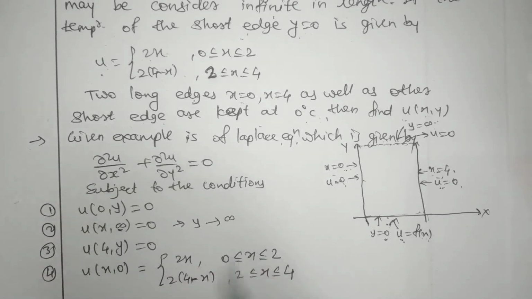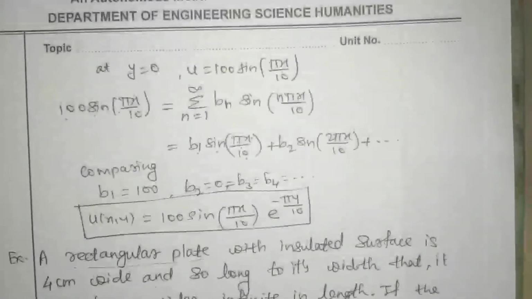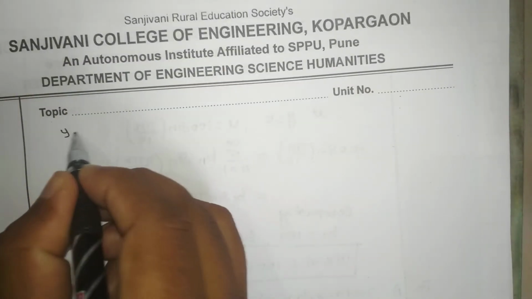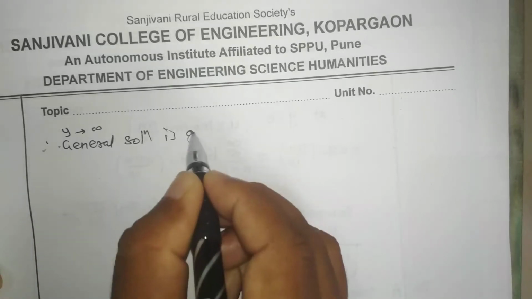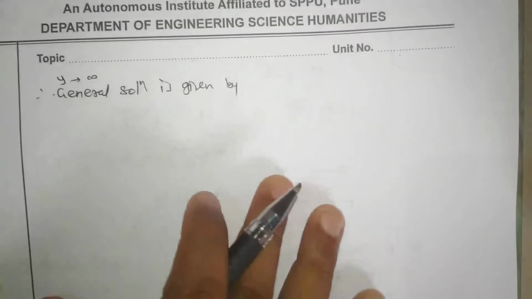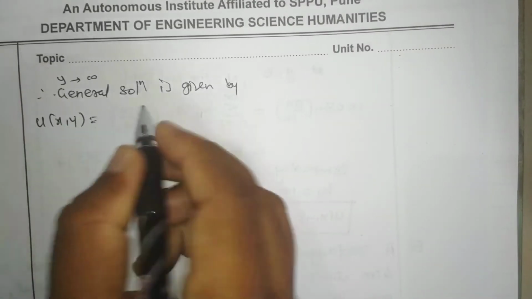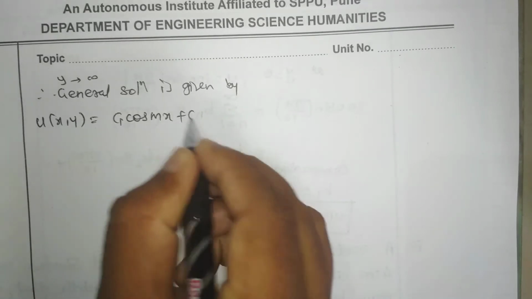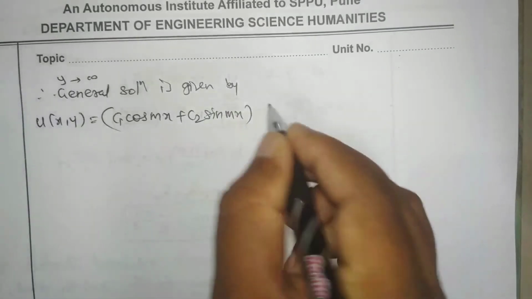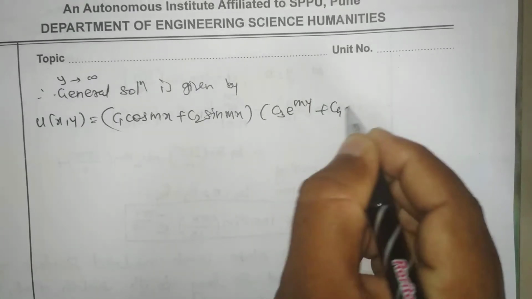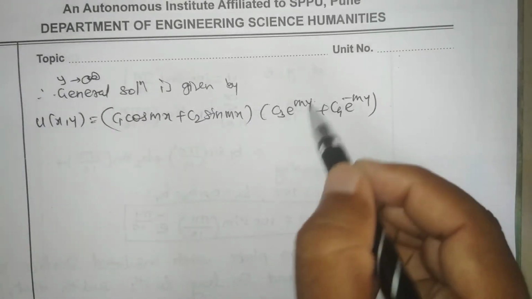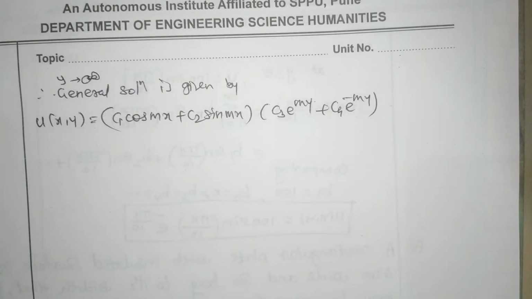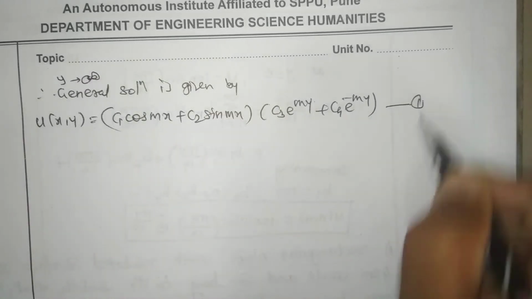Now see, here y tends to infinity. We have given that y tends to infinity. Therefore, the general solution is given by u of x comma y is equal to c1 cos mx plus c2 sin mx into c3 e raised to my plus c4 e raised to minus my. As I already explained, whenever y tends to infinity, terms of y are in the power of e, and whenever x tends to infinity, terms of x are in the power of e. So this is our equation number 1.